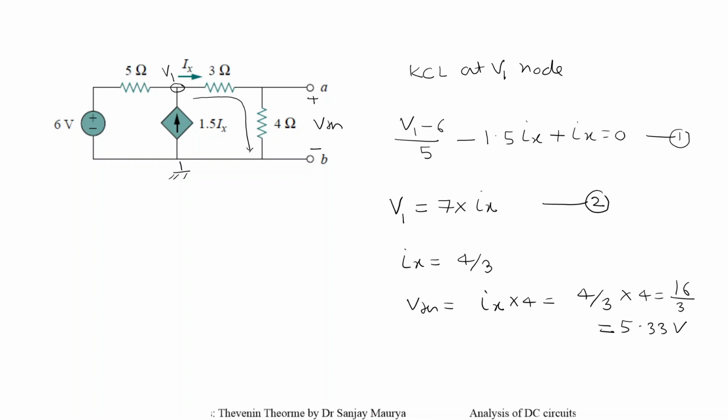So we have seen in this video how we can calculate the Thevenin equivalent across the two terminals if the circuit consists of dependent sources, or independent and dependent sources in combination.